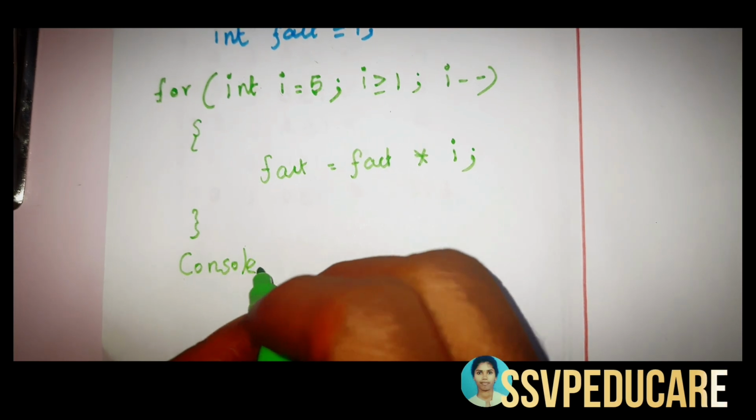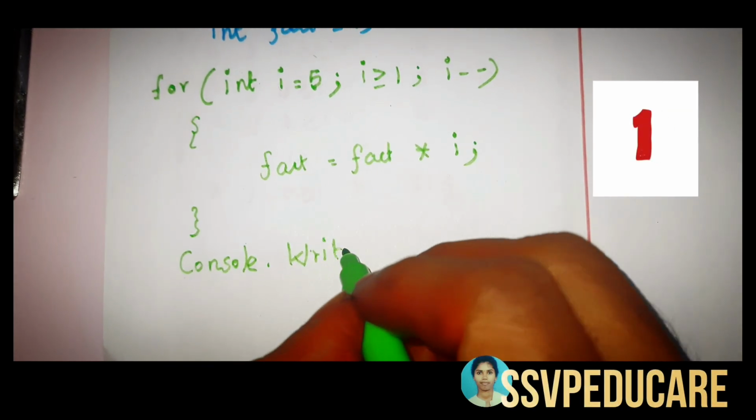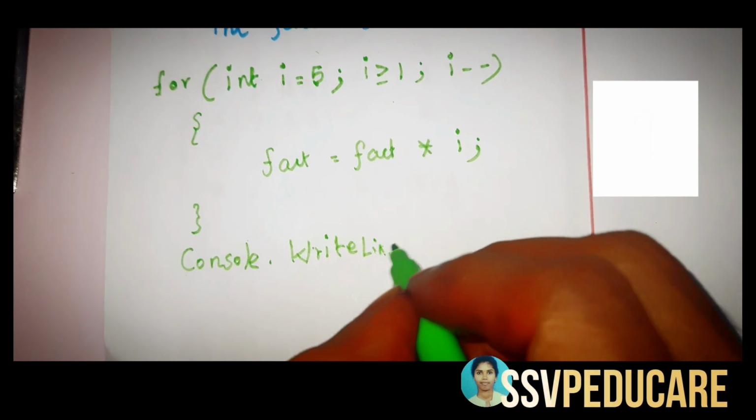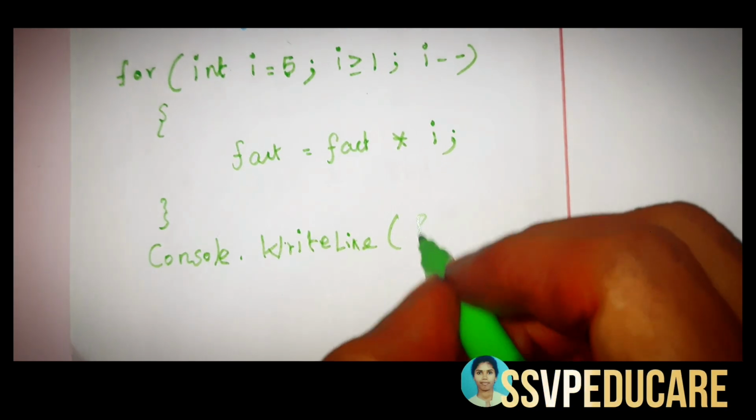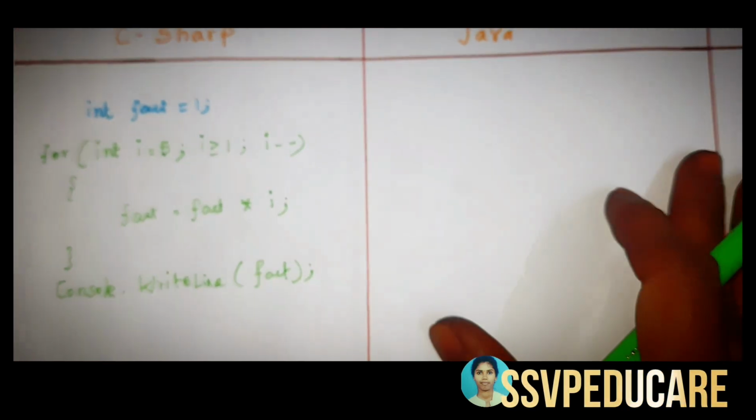And remember this simple rule: addition starts with 0, multiplication starts with 1. That's why the factorial variable is always initialized with 1. Now we have completed the factorial program in C#.